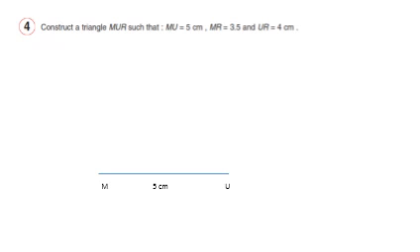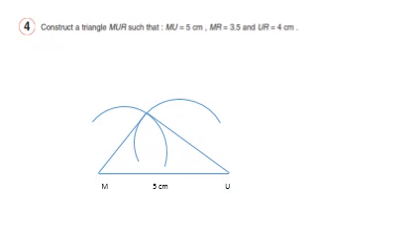Of course, you can start by any one you want. I'm going to do MR first, where I should put the compass on 3.5 centimeters, and I put it on M, and I draw a small arc like this. Then I reopen the compass 4 centimeters, and I put it on U, and I draw a small arc like this. And the point of intersection of those two arcs is going to be the third vertex, which is R.